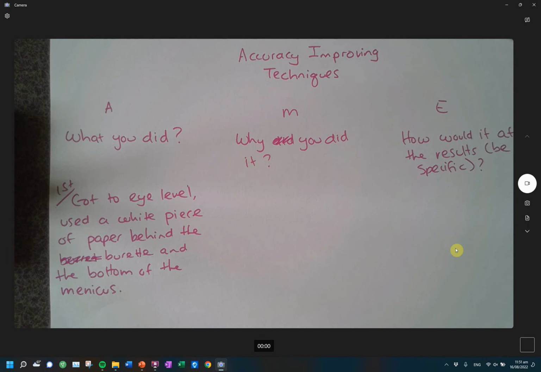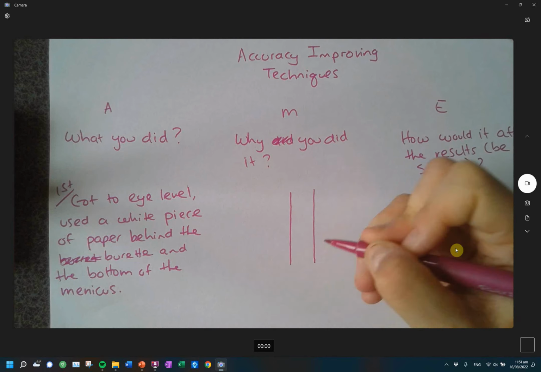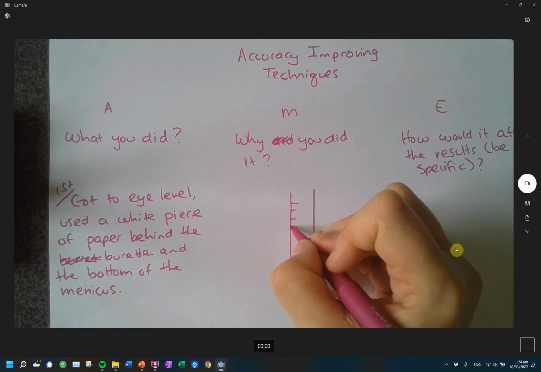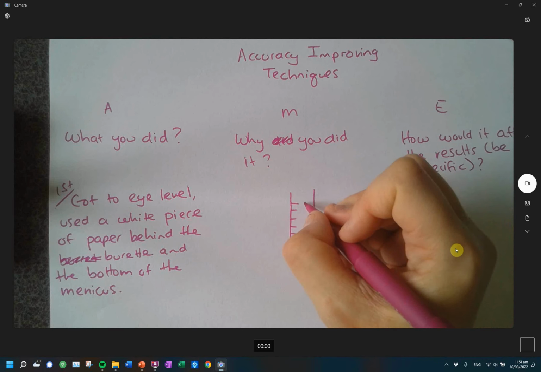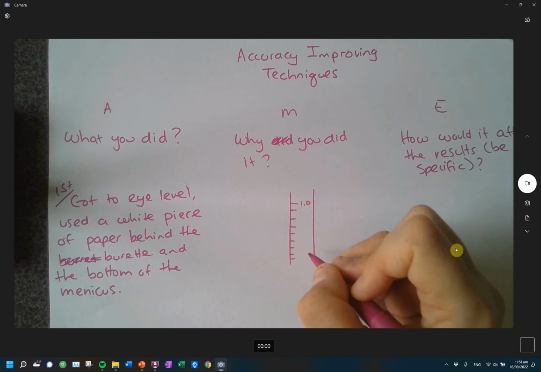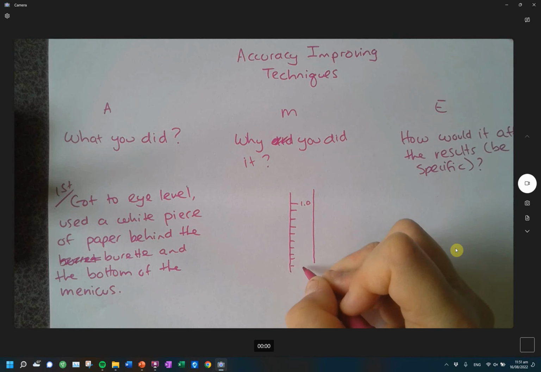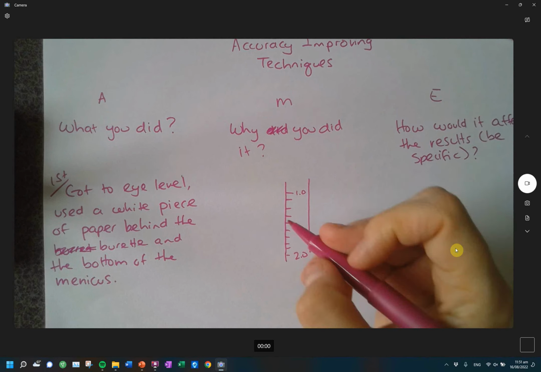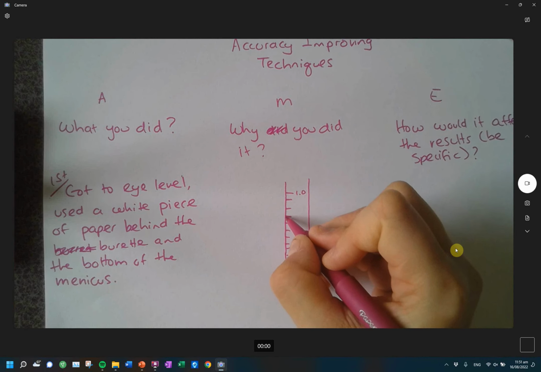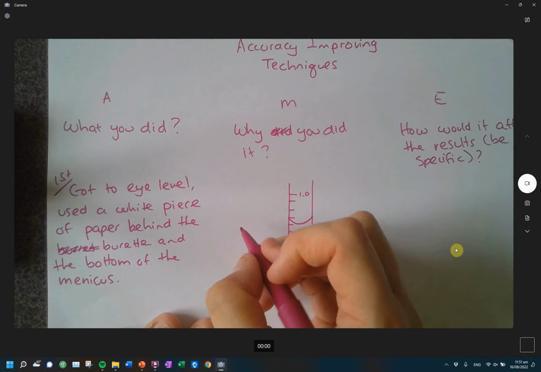So when we're thinking about this, I love drawing pictures to show what I mean. Here's my burette, for example. Here's my little measuring marks. Let's say that's 1, and 1, 2, 3, 4, 5, 6, 7, 8, 9, 10, and that's 2. So let's say that's my burette, and let's say my liquid was down here, right? So I got to eye level.